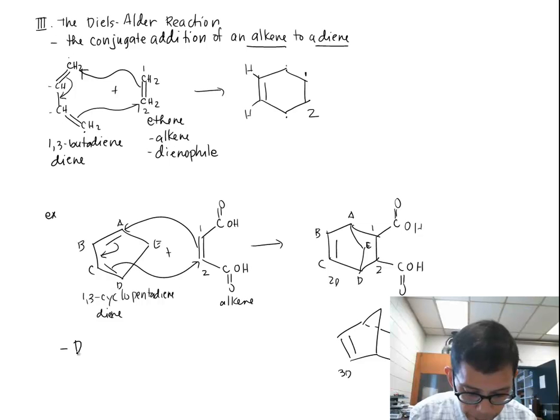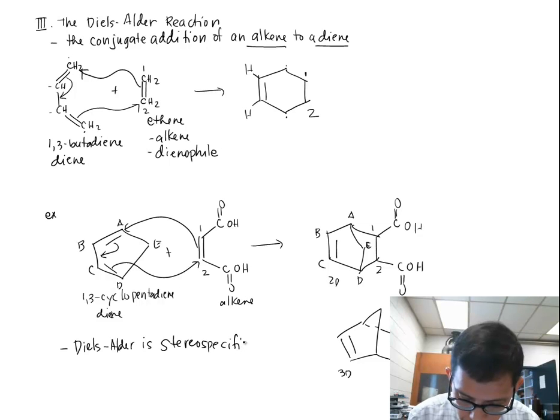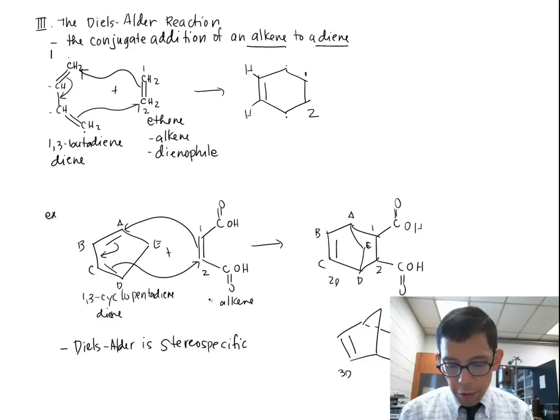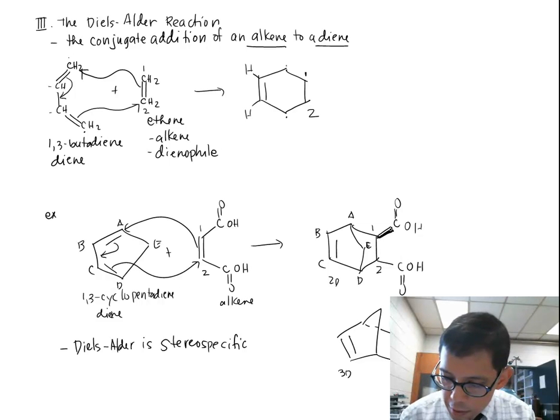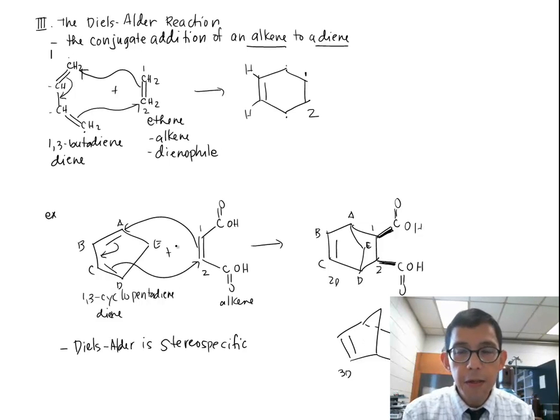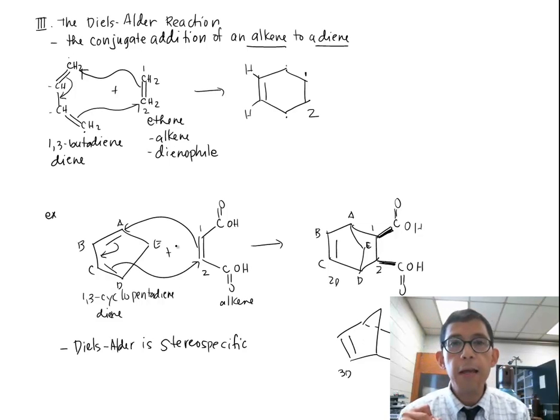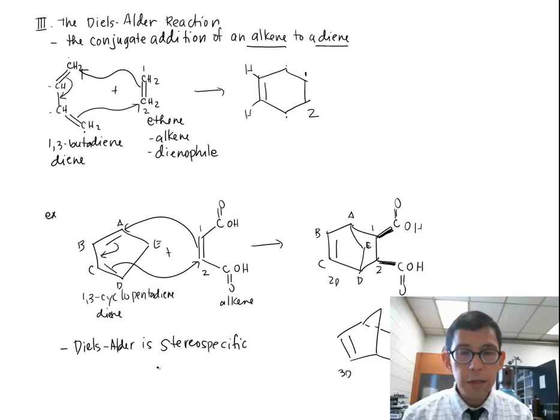Okay, the Diels-Alder reaction is stereospecific. So here we have a cis alkene. So therefore our product is going to have the cis cyclohexene. So you're starting with a cis alkene, and you're going to get a cis Diels-Alder product. So it is stereospecific.